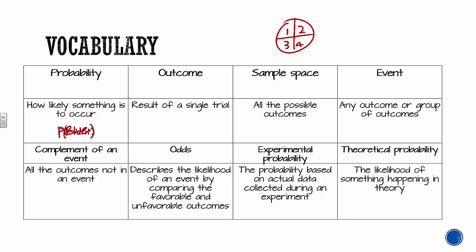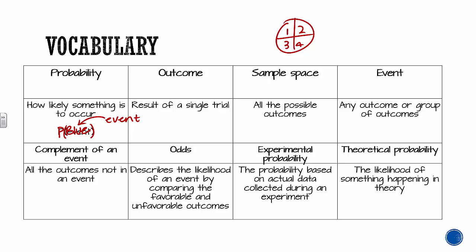An event is any outcome or groups of outcomes. So probability of an event back here. The complement of an event is all the outcomes not in an event. So if I want the probability of spinning on a blue, the complement would be not getting a blue. The odds of something happening are the likelihood of an event comparing the favorable and unfavorable outcomes. And we'll talk more about how probability and odds are not the same thing.